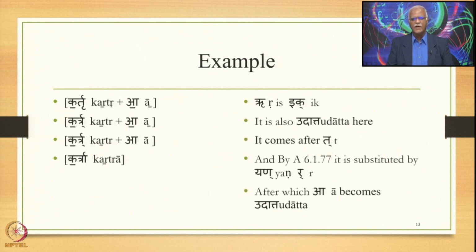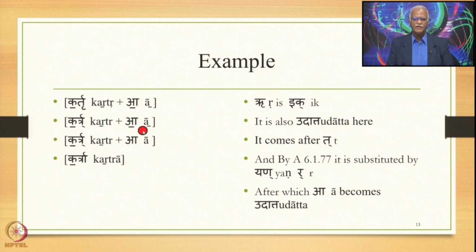So if we take a look at this example once again, we note that we have kartru plus a, and we have kartru plus a. This is the place where yan sandhi takes place. Here we have kartru with the final ru as udatta, and therefore ka is marked as anudatta. A is a subsuffix, so it is marked as anudatta. Now because of this a, this ru is getting substituted by r, so we have kartra plus a.